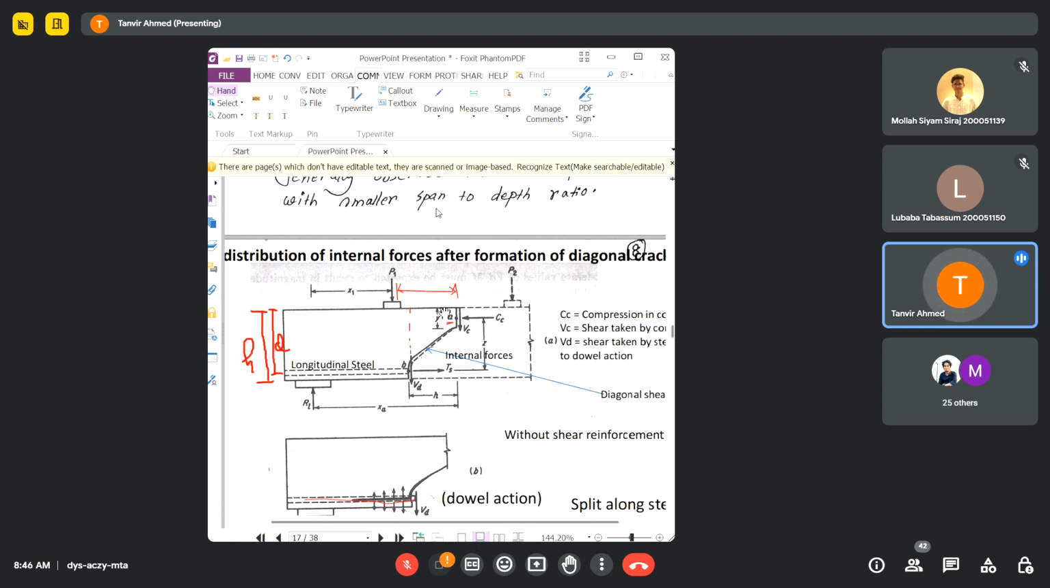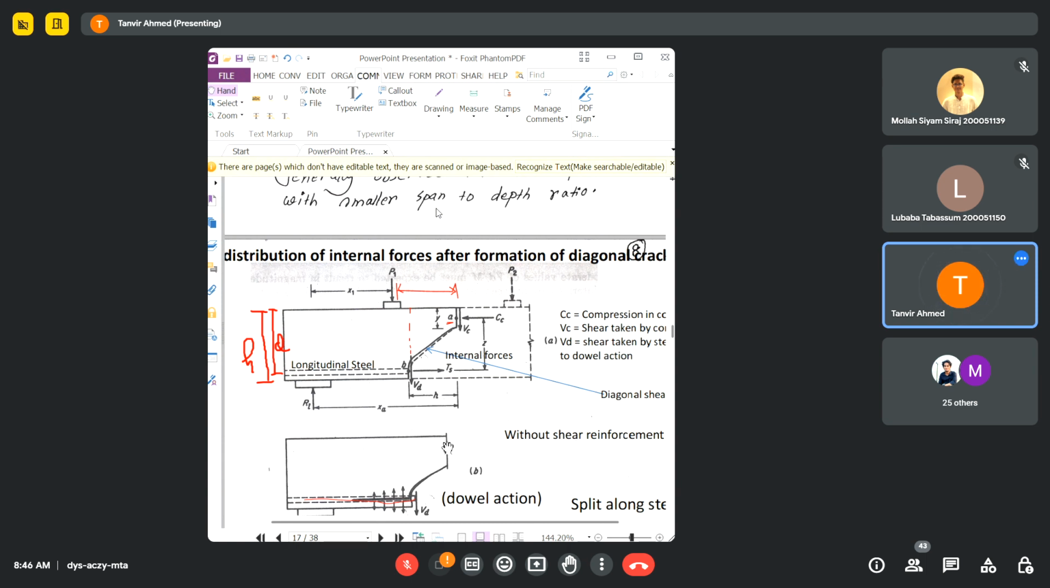At point A, the forces on concrete will work. What are the forces in concrete? This Vc, the shear force on concrete, and the compressive force Cc. So these two forces will work at point A. And as I said, A and B do not lie in the same vertical plane. Rather, they have a distance of h between them.